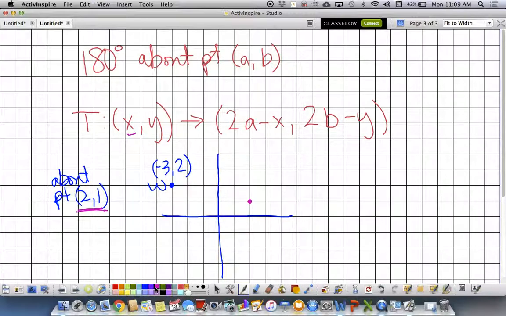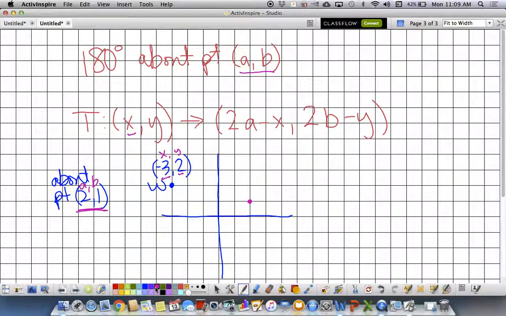Okay, Dalton. This point right here for W. What are these two things? What do they represent? A dot. Okay, let's be a little bit more specific. What does this represent? X. What does this one represent? Y. Over here, when we're rotating it about a point, what do these represent? A and B. Thank you, Eli. That's the point you're rotating it about.